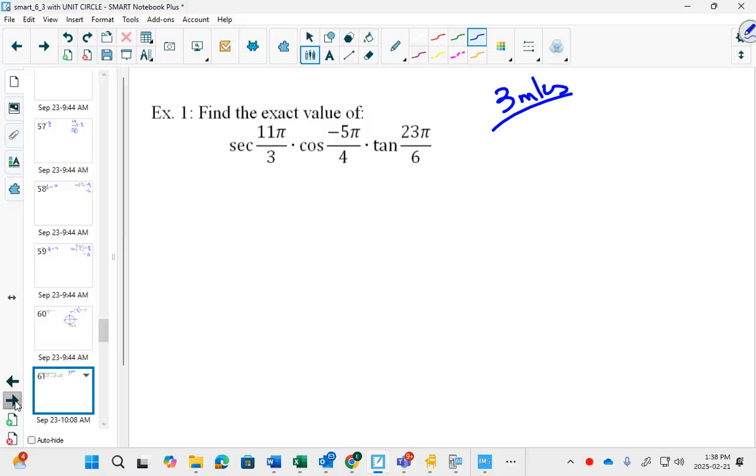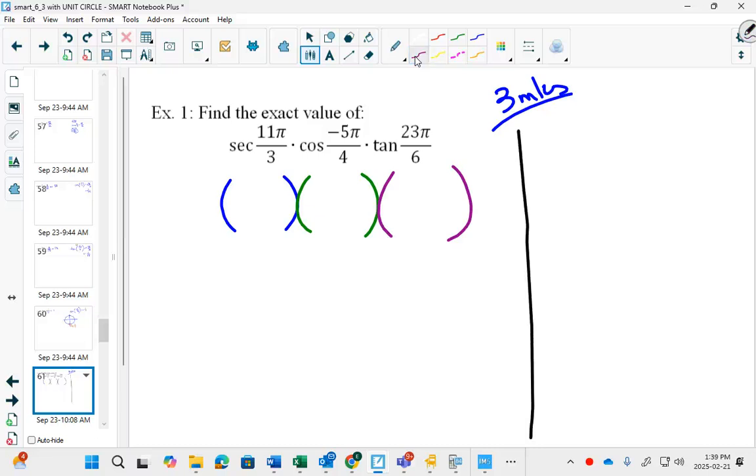So what I would suggest for these is, in your work, stay simple under the question. I'm going to figure out what secant of 11 pi over 3 is. I'm going to put brackets there and put a number in there. I'm going to switch colors here. I'm going to figure out cos of -5 pi over 4, in green, and put a number in the green brackets. And then I'm going to figure out tangent of 23 pi over 6. I'm going to put a number in there for each of these. I'm going to draw a big line here, and I'm going to do my work off to the side.